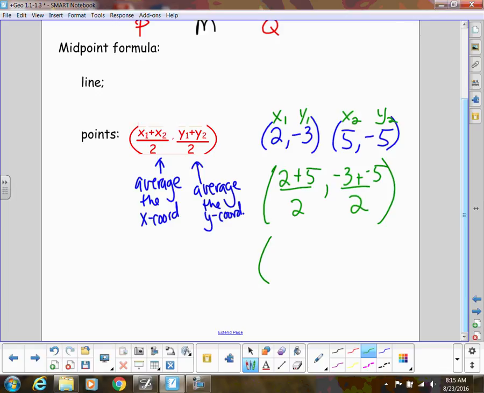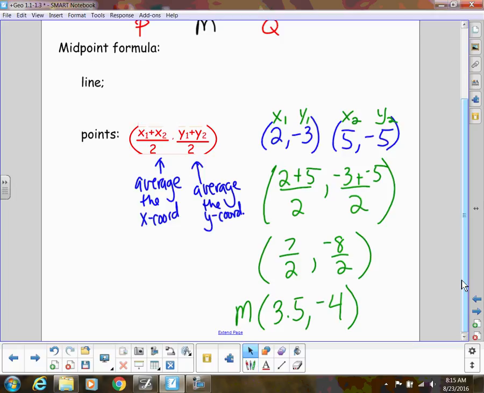So simplifying that, that would be 7/2. And then this would be -8 over 2. As a decimal, 7/2, that's like 3.5, comma, -4. So I know that that coordinate, 3.5, comma, -4, would be point M on my coordinates. Okay, so the midpoint formula really connects the points and lines in geometry to a coordinate plane.